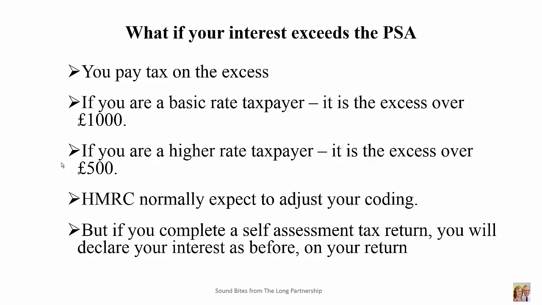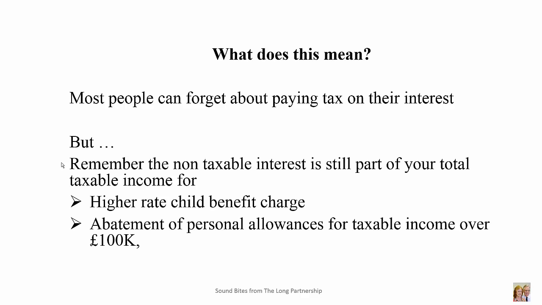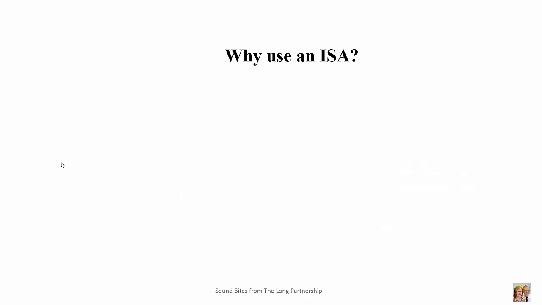Now the revenue will either collect this through your coding or you will add it to your self-assessment tax return in the usual way. Remember that up till now, tax has been deducted from the interest and so it was paid at source, and that is going to change. But basically most people can now forget about paying tax on their interest, but it still counts as your income for the higher rate child benefit charge.